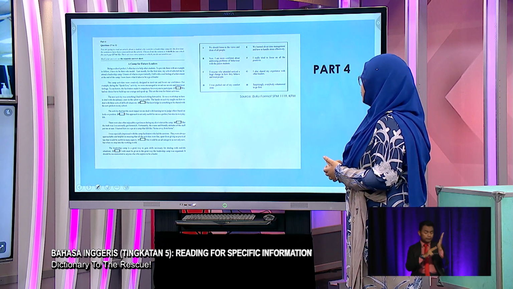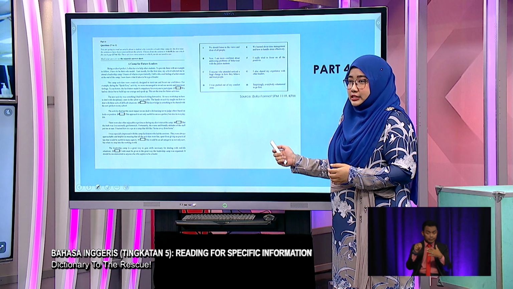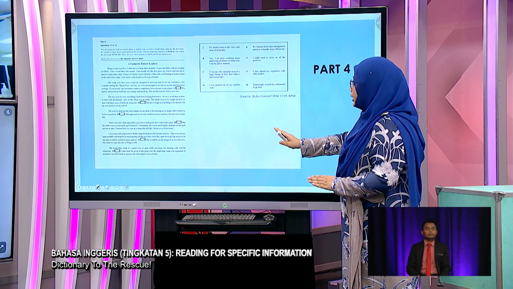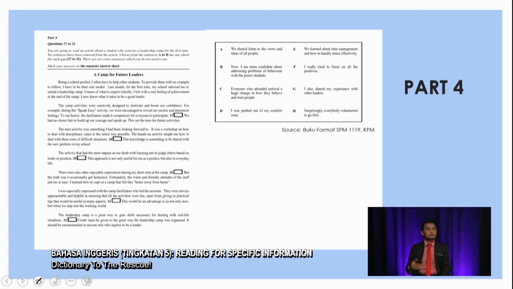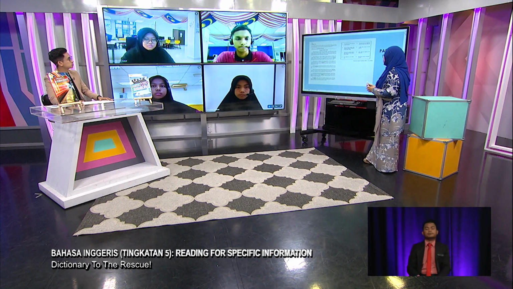Meanwhile, this is part 4. We call it the gap text. As you could see in the text, there are several gaps, those little boxes over there. So the pupil's task would be to select the sentences over on the right-hand side and fit them into the gaps. Okay, and it's a total of 6 questions.